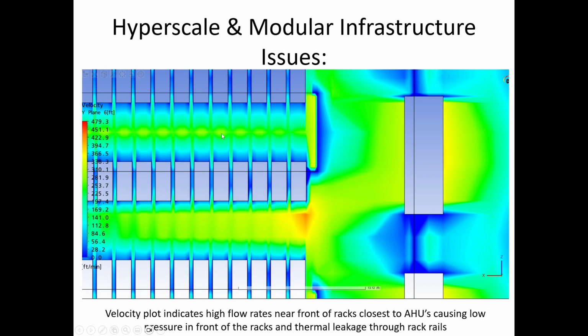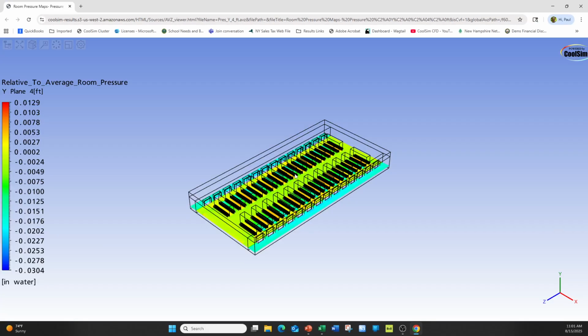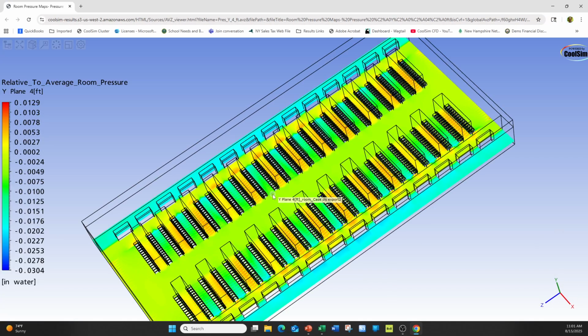And in this case, we're seeing a velocity surge. This is at 6 feet, so we're seeing the air coming up out of the rack and into the hot aisle. That's why it's high there. Another plot here, this is pressure. We're going to show you the pressure variation. I have this one in 3D as well, so you can take a look at this a little more clearly.